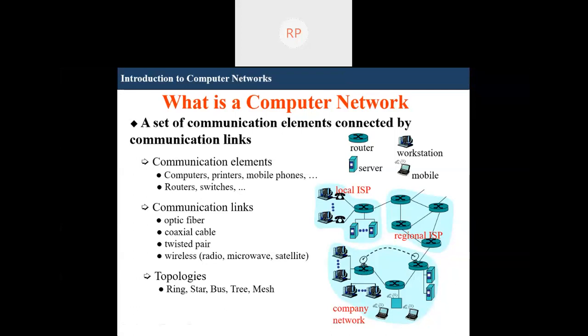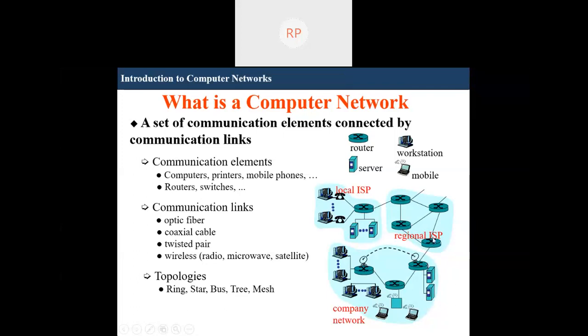Here one network is represented. You can discuss that network also. This is the company network. There are multiple routers, then servers, then gateways. These are the workstations connected to that network. Then the connection from the company network to the regional network is made with the help of an ISP. ISP is nothing but an internet service provider.